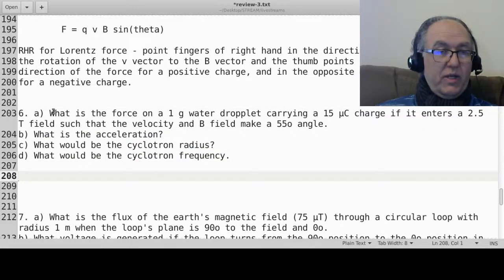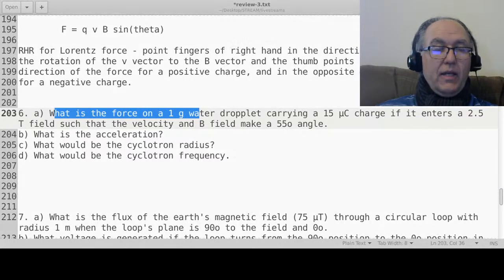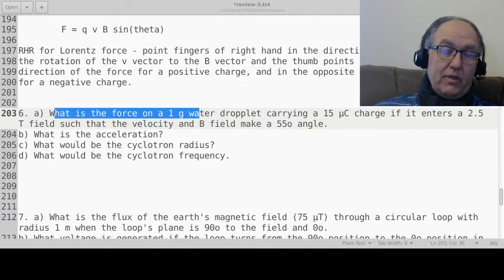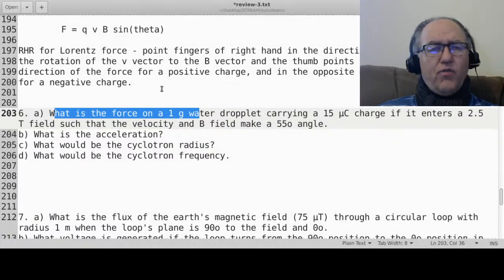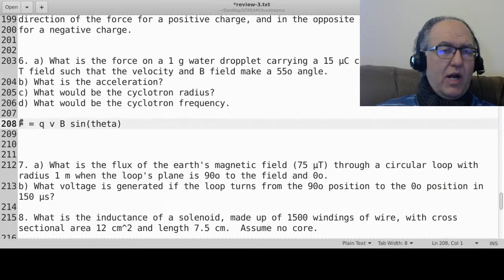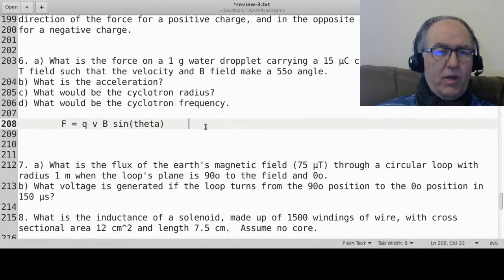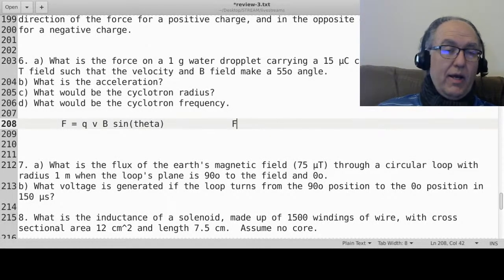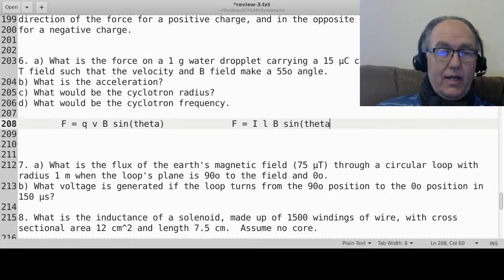All right. So the first thing is, what is the force? And so you've got a charged particle. This droplet of water has some charge on it, and it's entering a B field. And you say, well, there's the Lorentz force on it, and there's the formula. Okay. Now maybe I should just contrast this with the other one. The other one is like if it's a wire carrying a current, then it would be F is equal to I L B sine theta, like that.